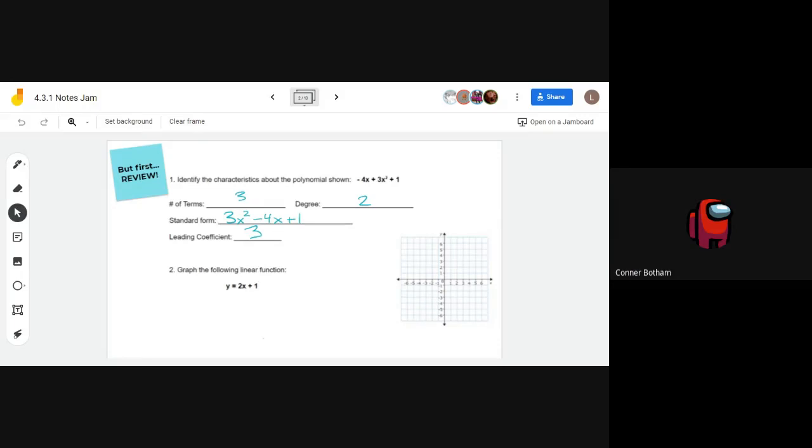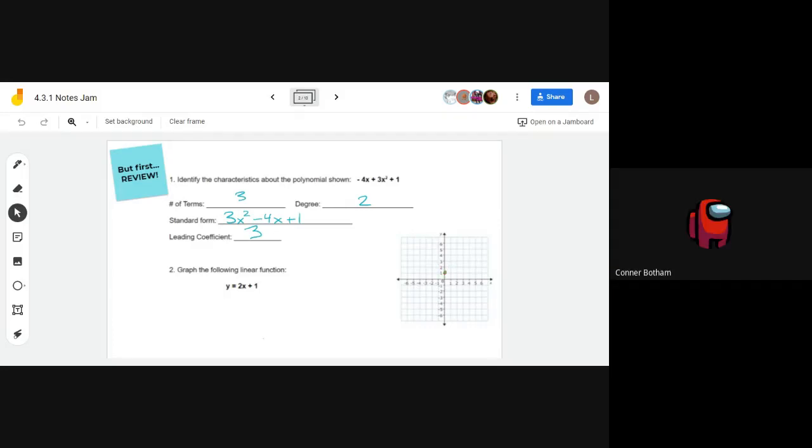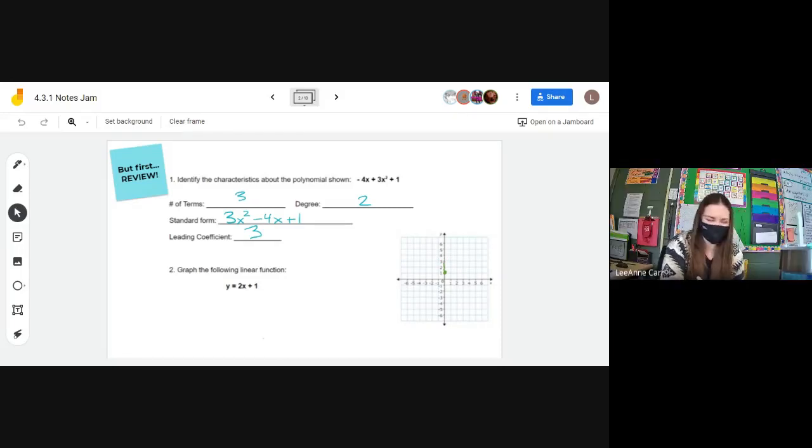You put a dot on 1 on the y-axis. Mm-hmm. You then go up 2, and then left 1. Oh, you're so close. Right 1. Yeah, there we go. We go right 1. Awesome job, because it's a positive 2. And thank you, Connor. You can mute yourself again.